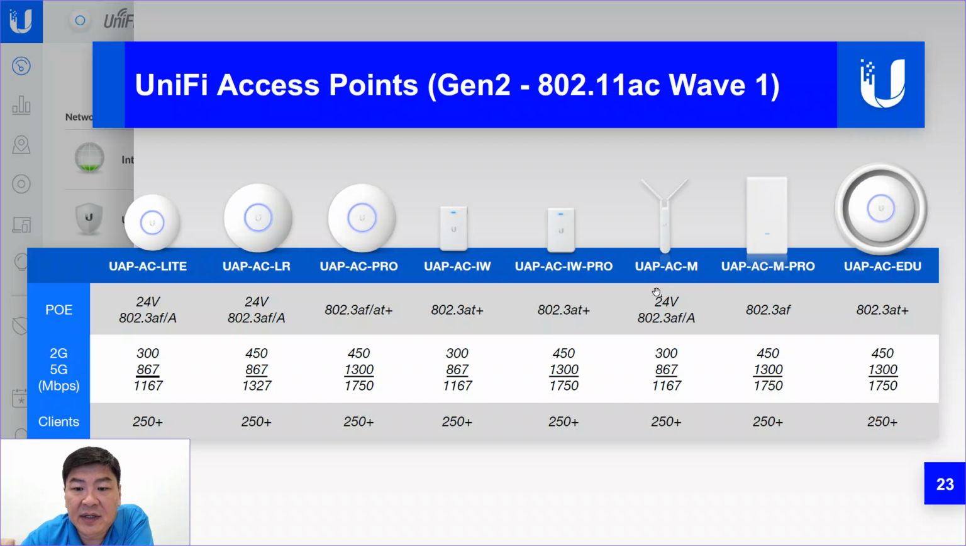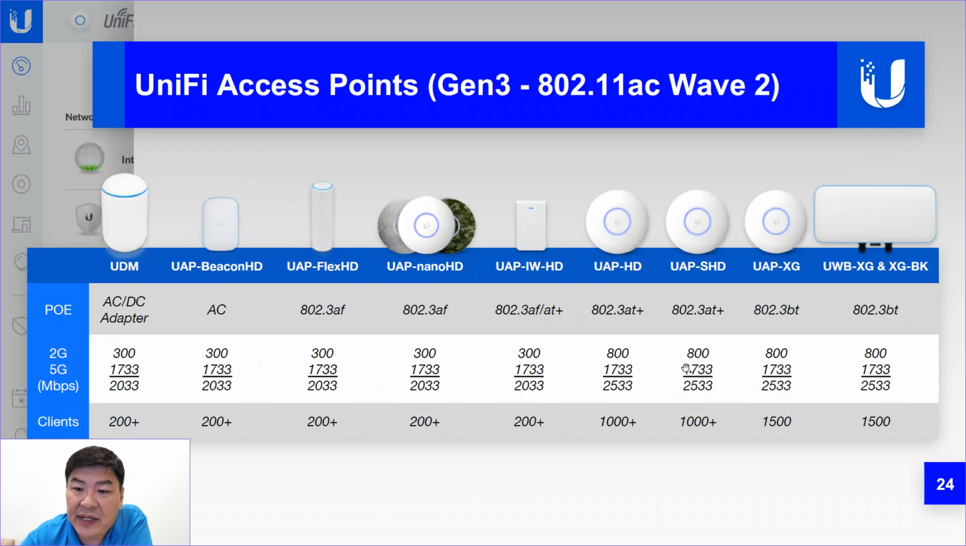Okay, next for the meshing units. There are two units over here. We have the UAP ACM, which is the mesh unit. It's weather resistant, so you can place it outdoor, preferably under a sheltered area, even though it's outdoor. You can see that it has the same speed as an AC Lite.